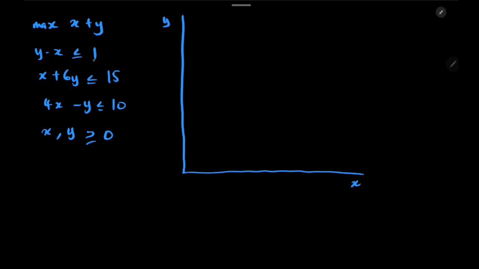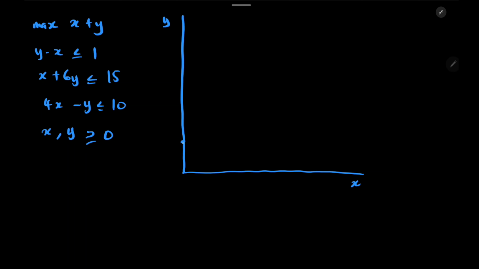So let's pick the first inequality, y minus x less than or equal to 1. What we do is we replace y and x with 0, one at a time, to gauge the axis through which the line passes. So when x is 0, y is 1, right? So at this point, x is 0 and y is 1, so the line is going to pass through here. And when y is 0, what would x be? When y is 0, x would be minus 1.